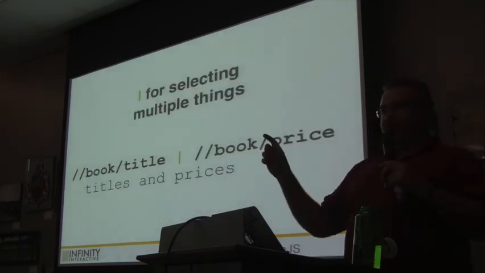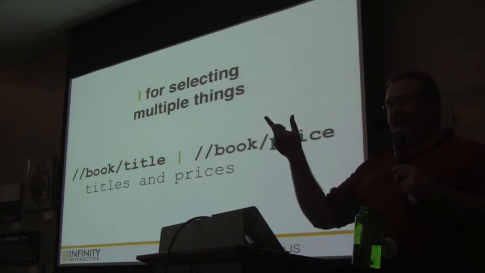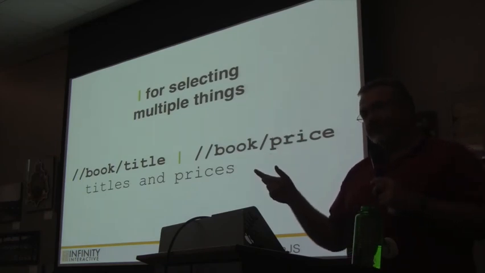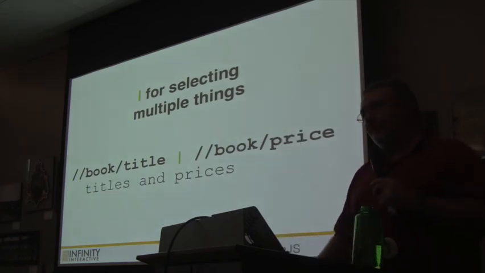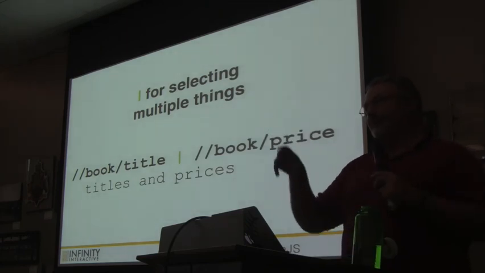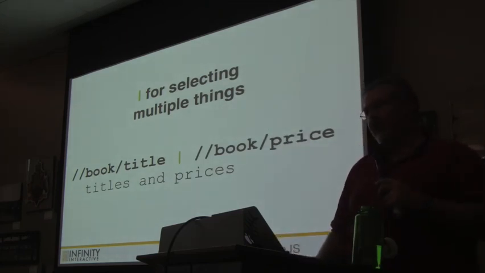What if you want multiple things? What if you want all the titles and all the prices of all the books? Well, you can use a pipe symbol and grab multiples.